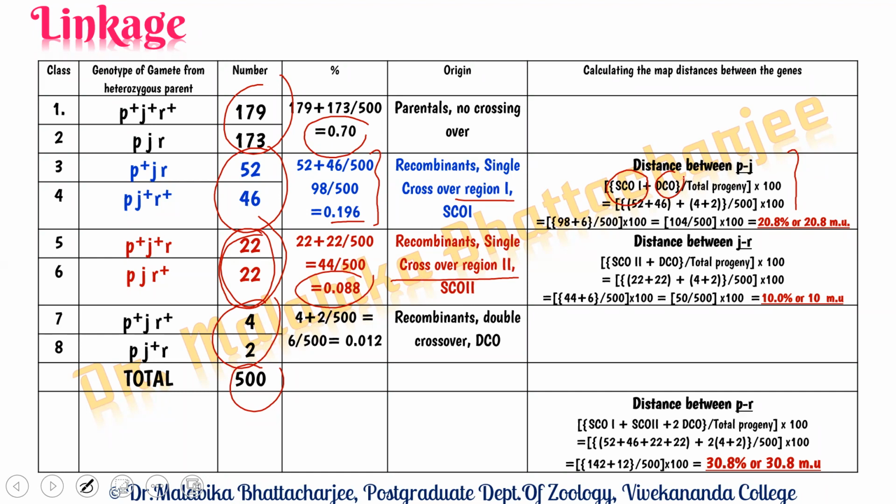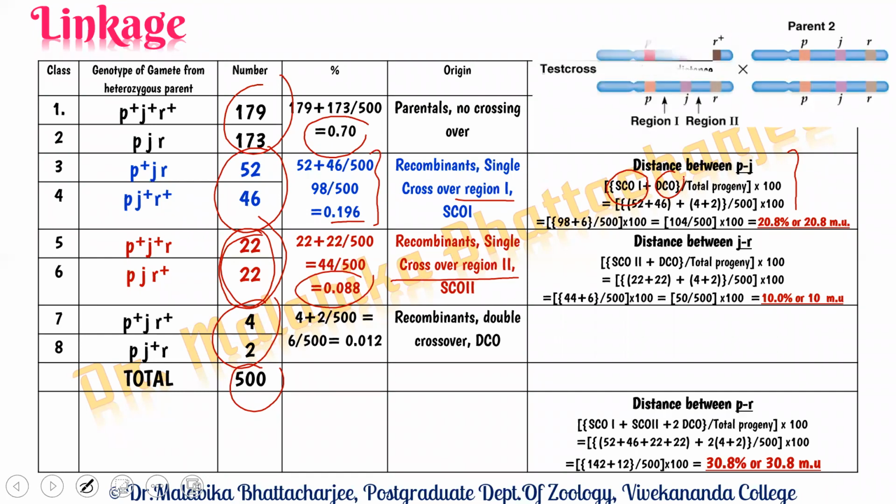Now remember the position of the genes. We calculate the distance between P and J. We have calculated the distance between P and J and J and R. So adding up these two values will simply give you the distance between P and R, the two genes at the ends. Or otherwise, you can put it in the formula: single crossovers region 1 plus single crossovers region 2 plus twice double crossovers, divided by the total progeny into 100.